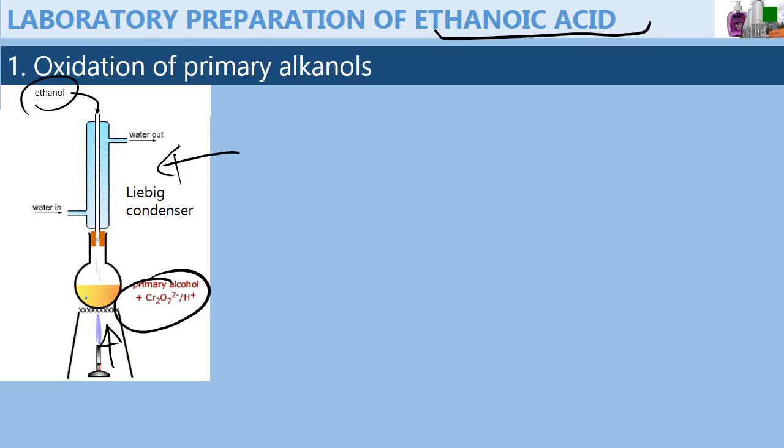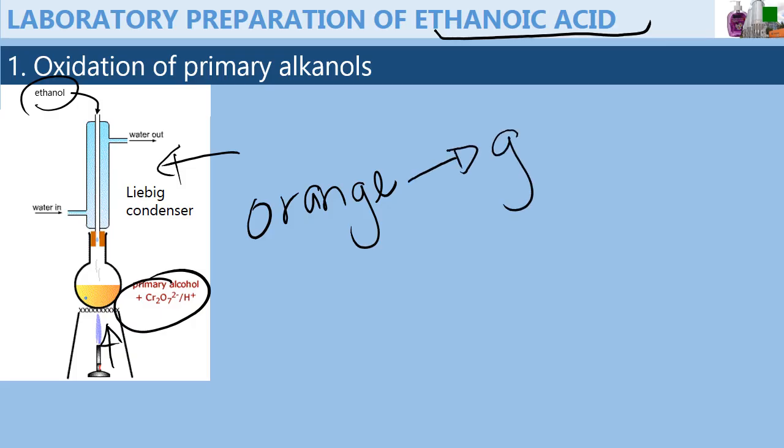During the reaction, the orange color of potassium dichromate(VI) changes to green. The color of the solution changes to green because the orange dichromate(VI) ions are reduced to green chromium(III) ions.